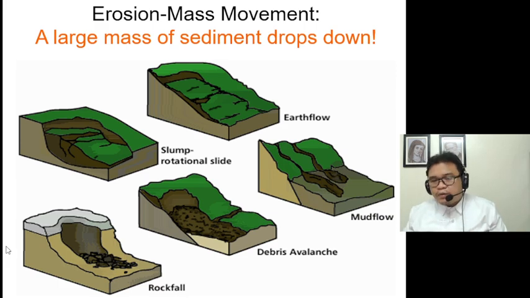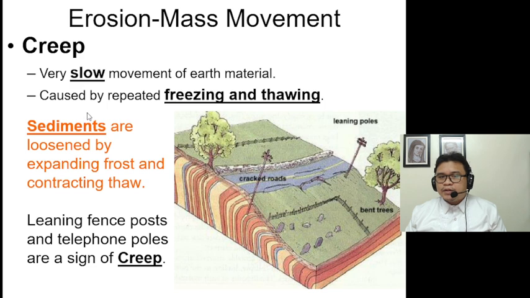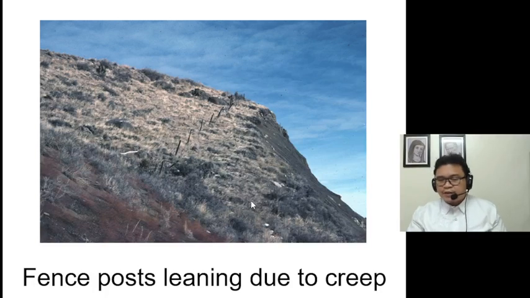So let's describe them one by one. When we say creep, this is a very slow movement of earth material, usually caused by the repeated freezing and thawing of the particles. The sediments are loosened by expanding frost and contracting thaw, which causes this slow movement of the earth material. You can evidently see this phenomenon in action when, for example, trees bend, or electrical posts bend because of the slow movement of these particles. Like the leaning fence or posts and telephone poles, these are signs of a creep, like what we see here in this picture.